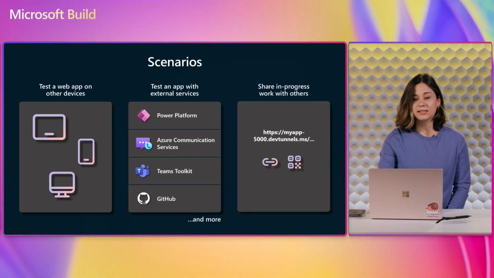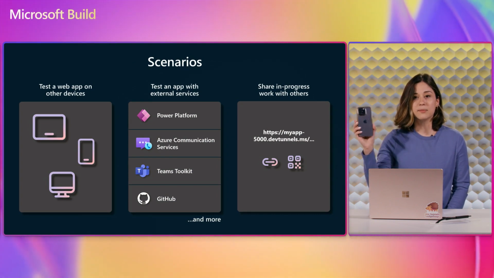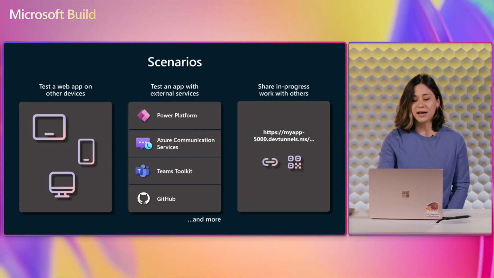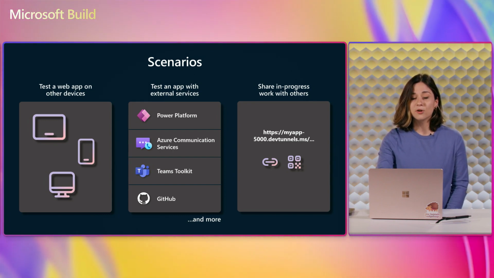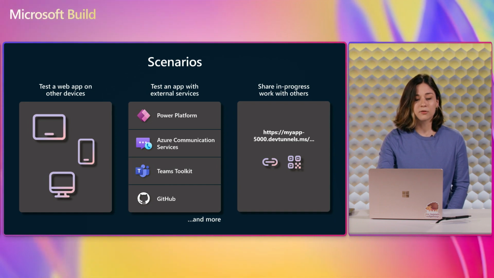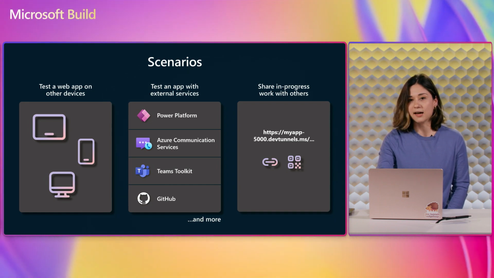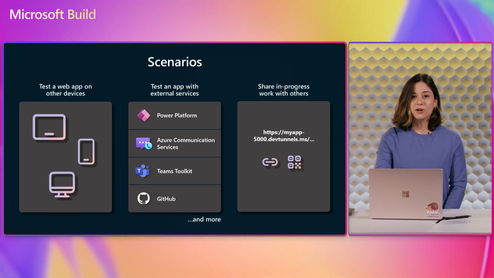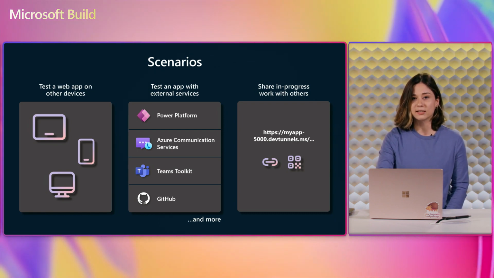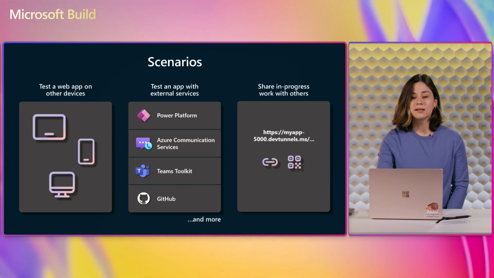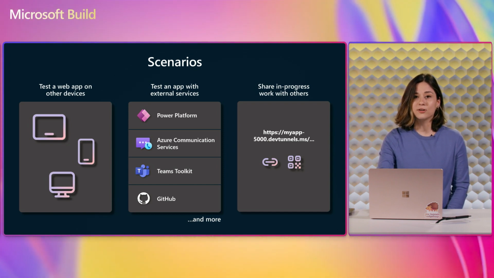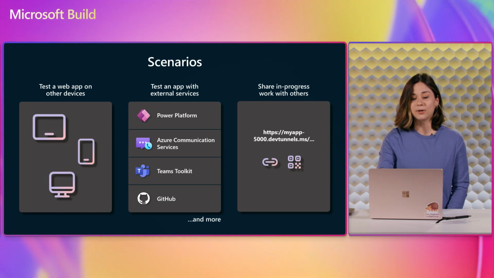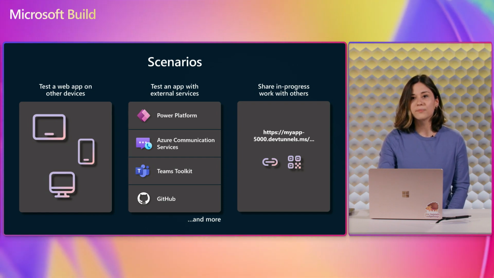The first is testing a web app on other devices like a mobile phone or a tablet. And there's of course other ways to do that, but DevTunnels makes it so easy. You get a DevTunnel URL and you can just access that on your physical device for testing. You can also use DevTunnels to test an app with external services like Power Platform connectors, Azure Communication Service APIs, Teams apps, or GitHub webhooks, and so much more.